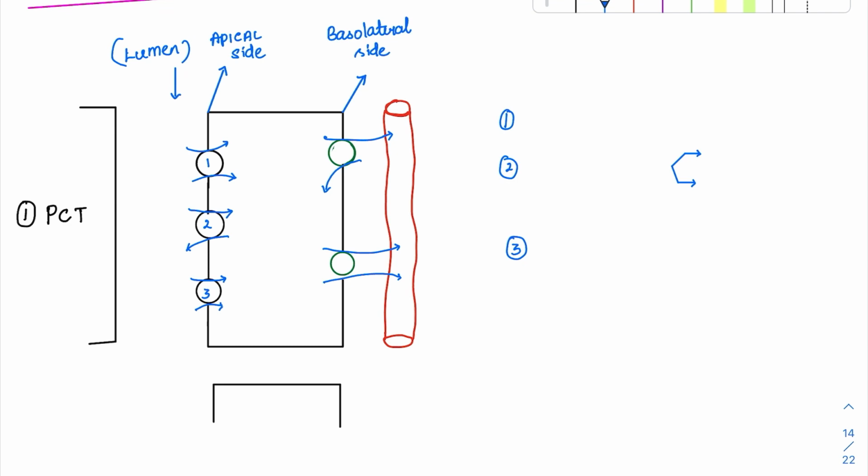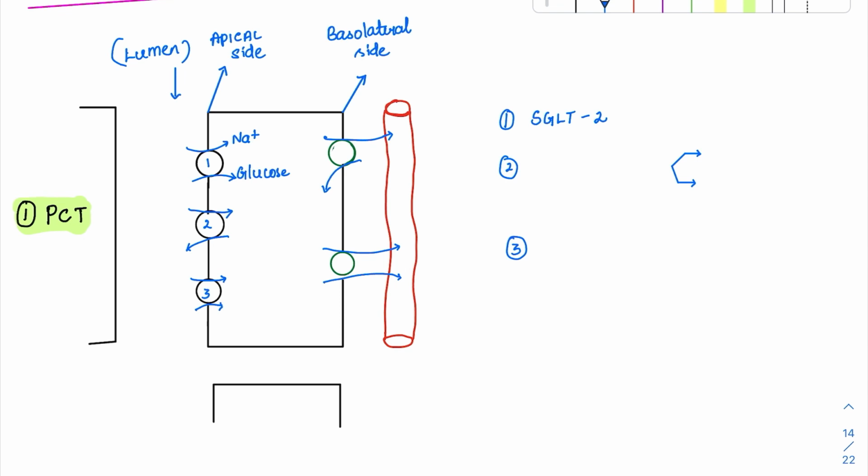First let's start with the PCT, the proximal convoluted tubule. The first channel transports both sodium and glucose. What is this channel? It is the sodium glucose co-transporter, SGLT, and here type 2 is predominant, even though type 1 is present.